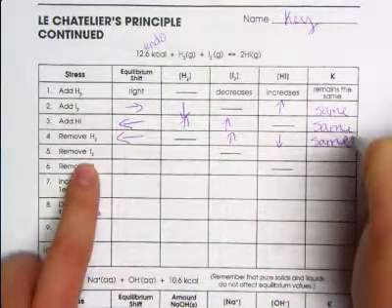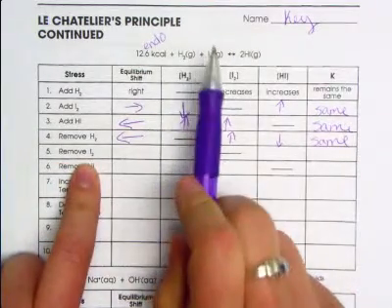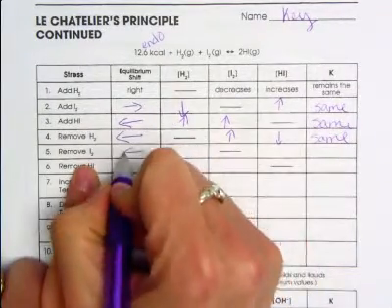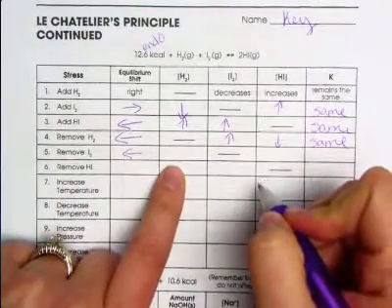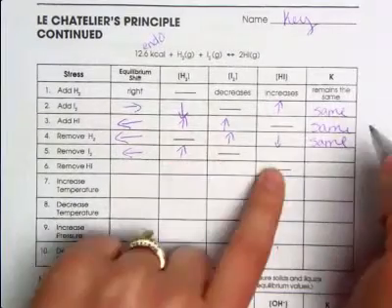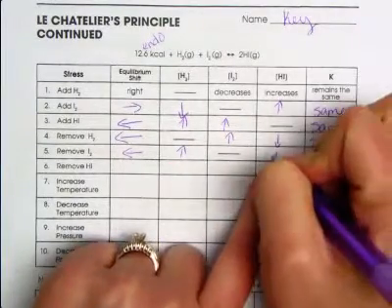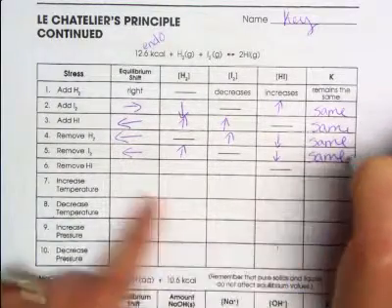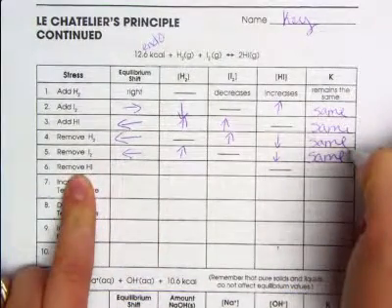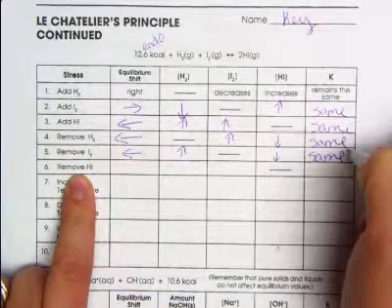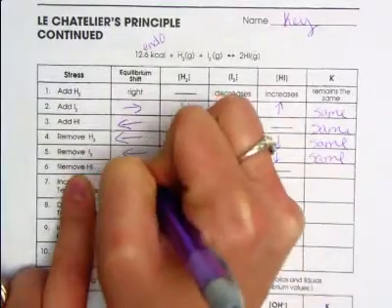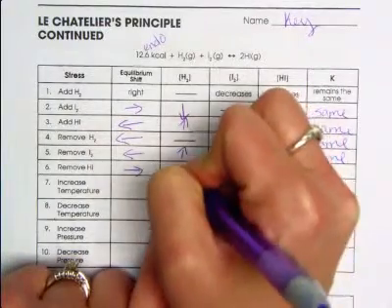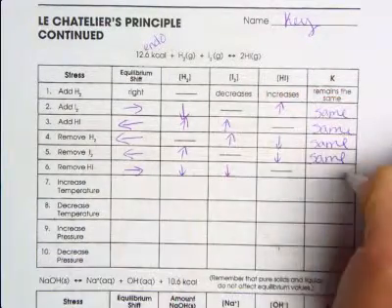Okay, if we remove another reactant, it's going to shift our equilibrium towards the left, which is going to do what to our reactant? Increase it. What's going to happen to our products? Decrease. What about our K? Stay the same. Okay, if we remove some of our product, it's going to shift the reaction towards the right. What's going to happen to our reactants? Decrease. What's going to happen to our K? Stay the same.